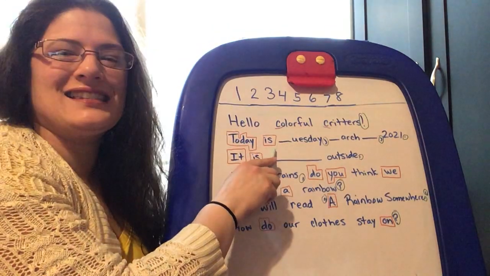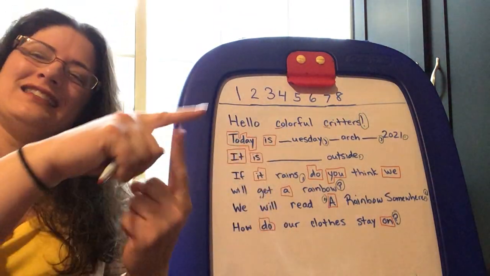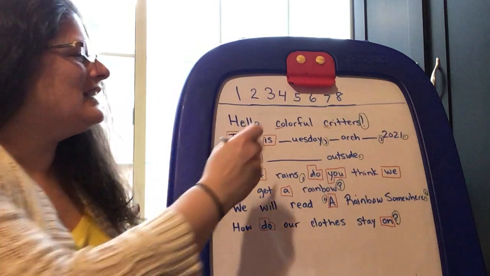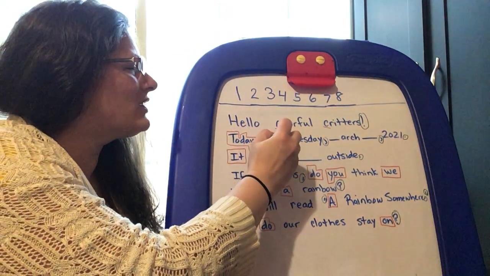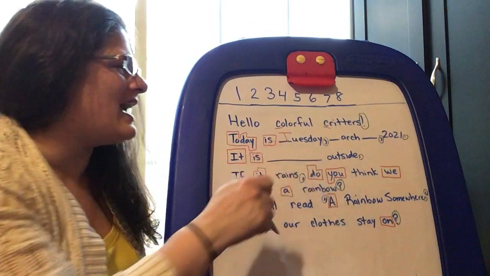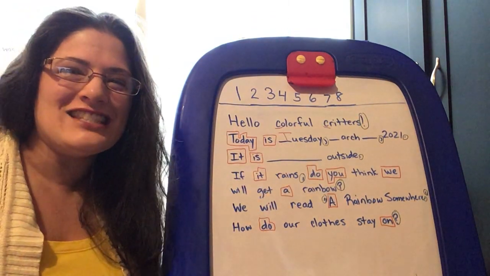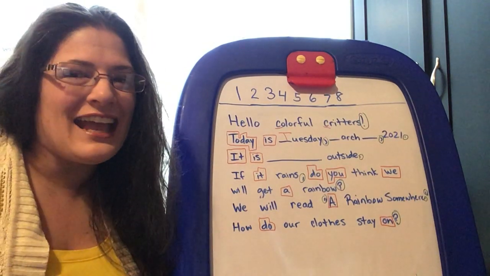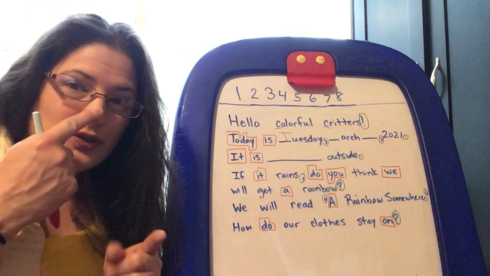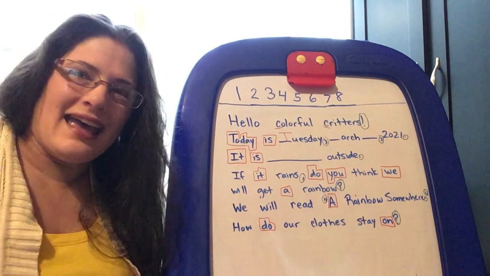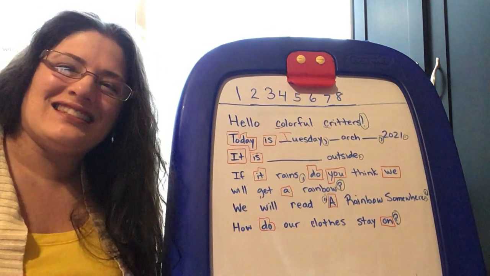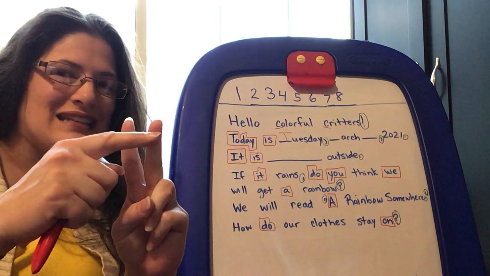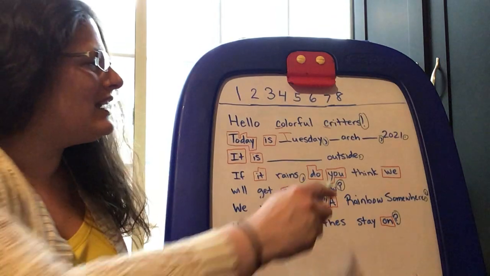Today is Tuesday. Make a T, line down, line across. Today is Tuesday. That's what it is today. Tuesday. Two syllables.